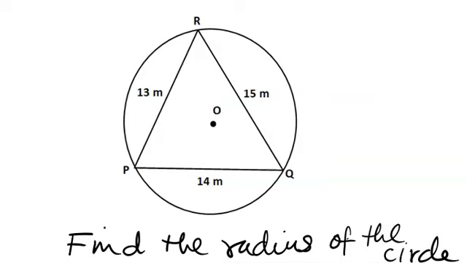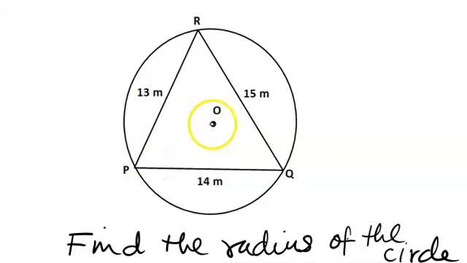Welcome to Autism Mathematics. In this video, we have a circle with an unknown radius and a triangle inscribed in the circle. We know the dimensions of the triangle. We are supposed to find the radius. When we draw a line from the center to any part of the circle, that is the radius.